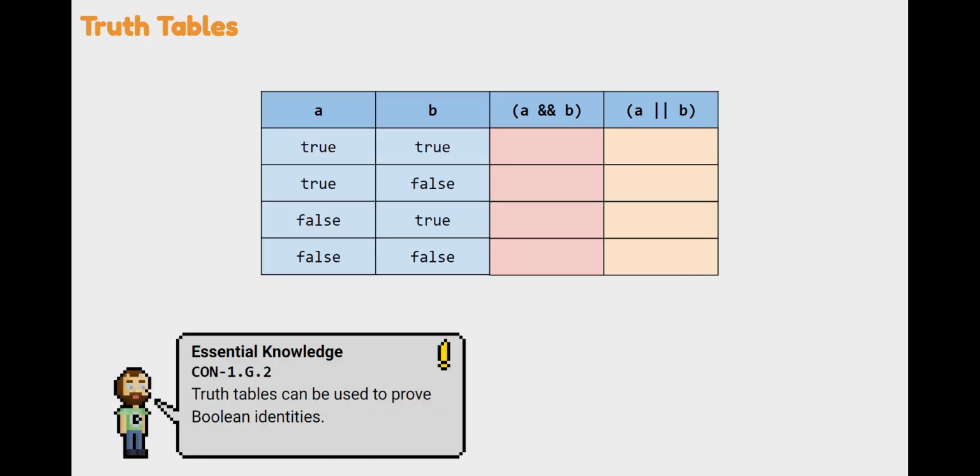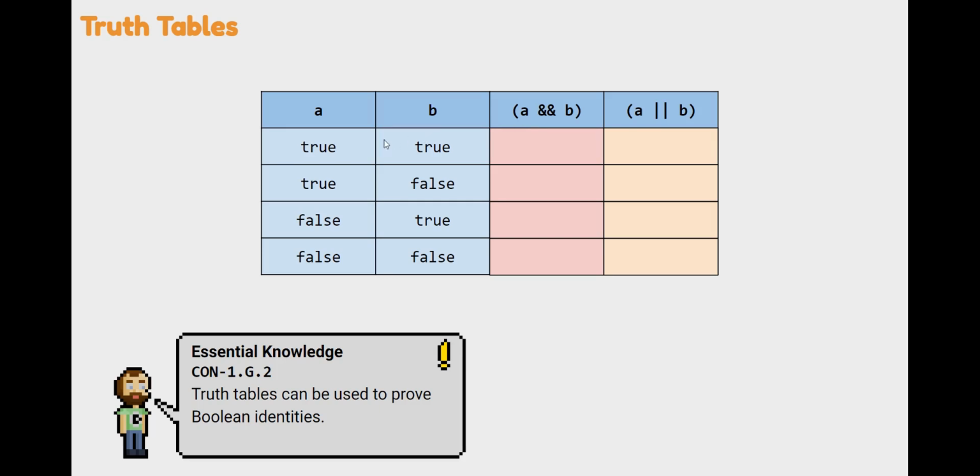A truth table will present us with some Boolean expressions. In this case, we have the Boolean expression A and B, and we also have the Boolean expression A or B. And we want to find out all of the possible outcomes of working with this Boolean expression. There are 4 possible outcomes.